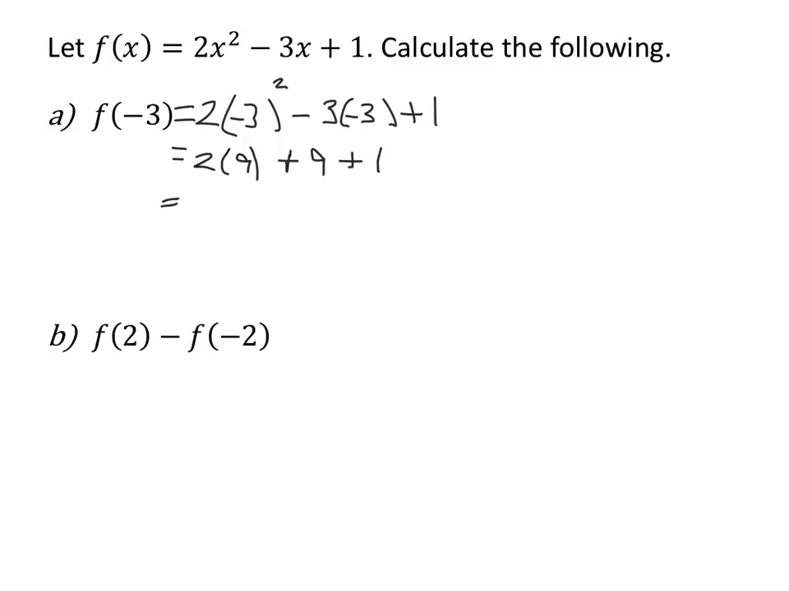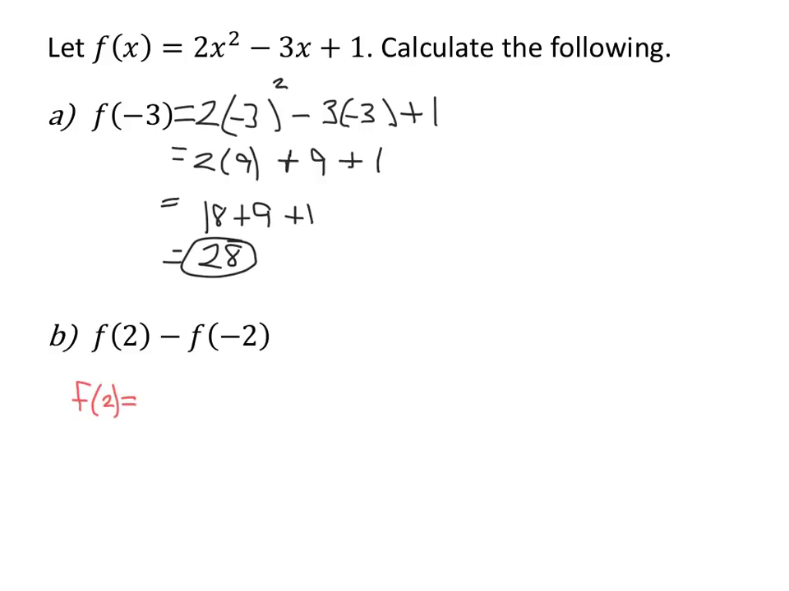I use my order of operations. Negative 3 squared is 9. So I'll have 2 times 9. And then a negative 3 times a negative 3 is a positive 9. Don't forget your plus 1. 18 plus 9 plus 1 will give us 28. Remember your order of operations on this one.